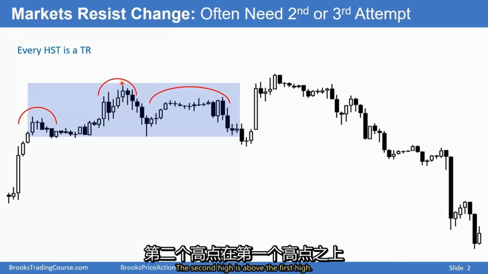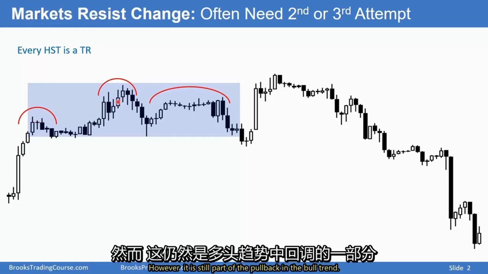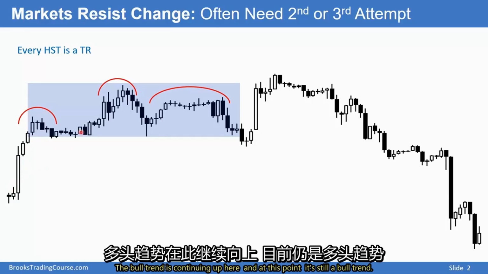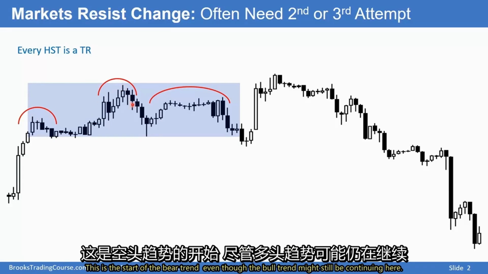The second high is above the first high. The head is above the left shoulder. However, it is still part of the pullback in the bull trend. The bull trend is continuing up here, and at this point, it's still a bull trend. However, this is the start of the transition into a trading range, even though the bull trend is continuing. This is the start of the bear trend, even though the bull trend might still be continuing here.